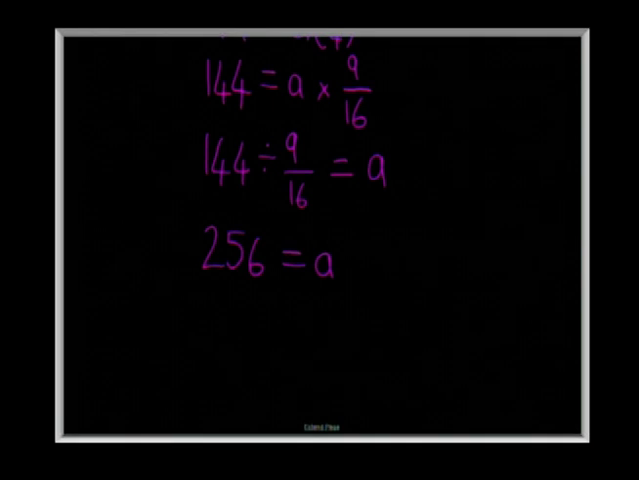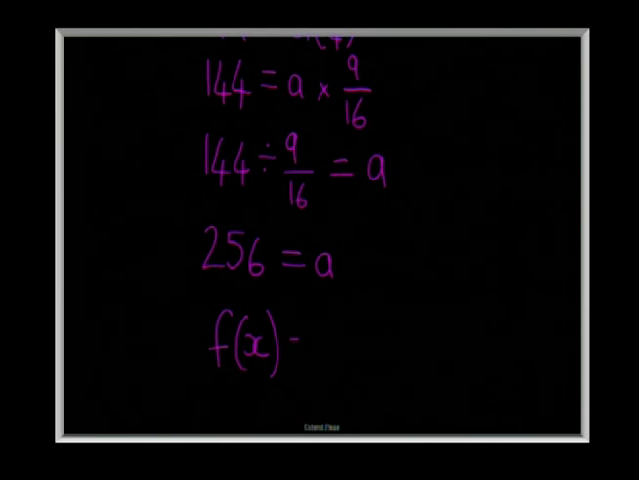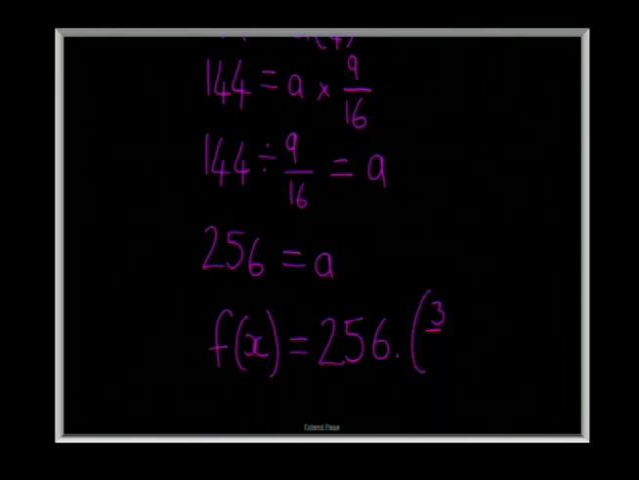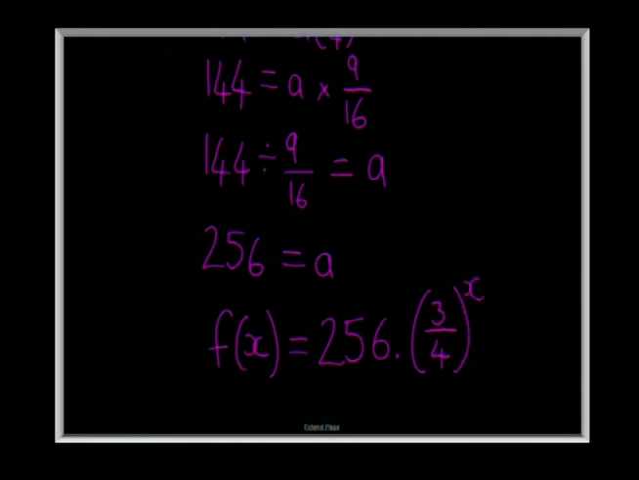In this case, we found the value of a, and we need to substitute it into f of x to have a final equation. It's a very simple problem. Let's go and substitute. Now, f of x was originally equal to a times b to the power of x. We now have our a value of 256 and our b value of 3/4, which was given in the first question, and our x stays open.